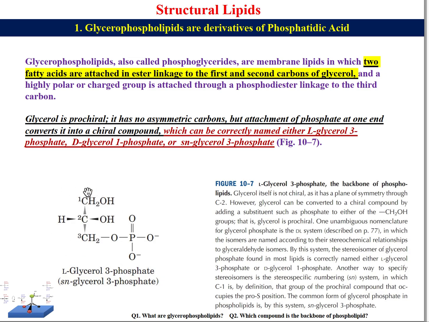This is the structure of glycerol: 1, 2, 3, CH2OH, CHOH, CH2OH. One fatty acid will be attached here, another fatty acid will be attached here, and a highly polar phosphate group will be attached at number 3 through a phosphodiester linkage. This is how fatty acids attach with glycerol to produce triacylglycerol. Here is the structure of glycerol 3-phosphate and derivatives of glycerol. Glycerol is prochiral and has no asymmetric carbon, but attachment of a phosphate group at one end converts it into a chiral compound, which can be correctly named L-glycerol 3-phosphate.